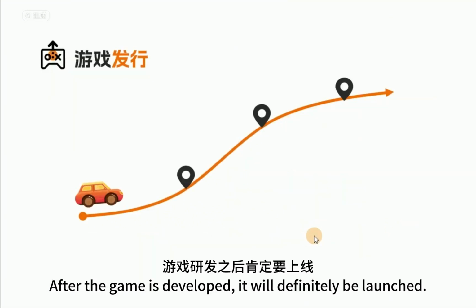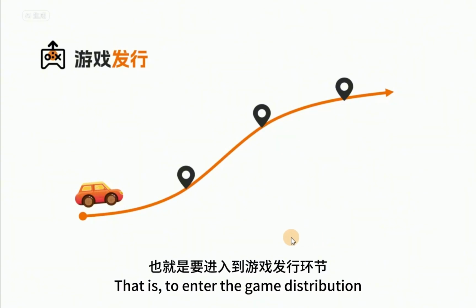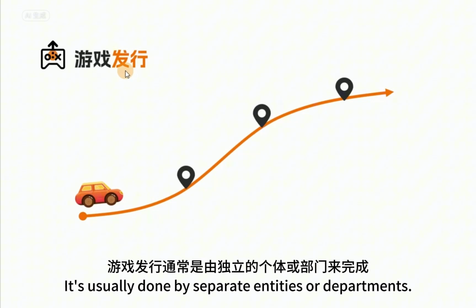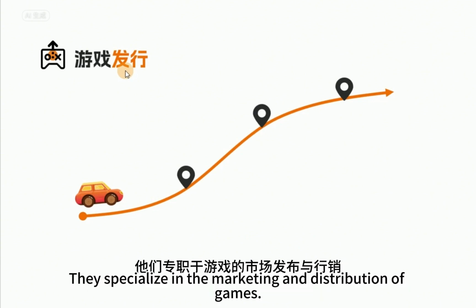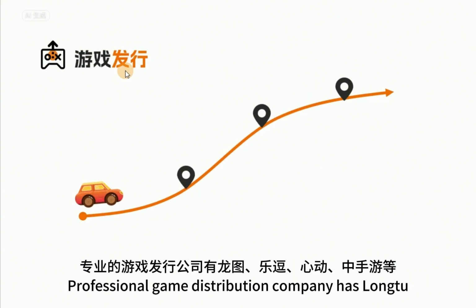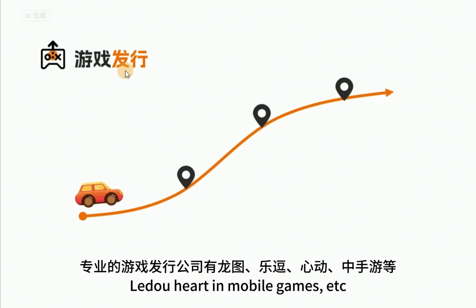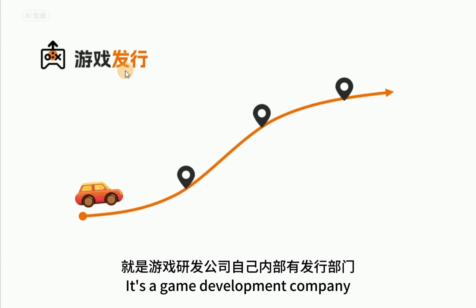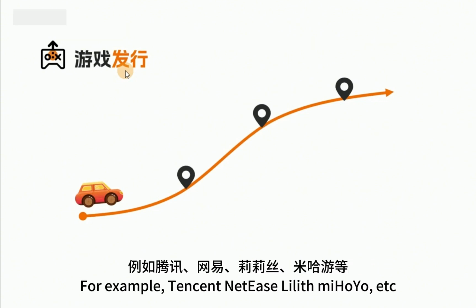After the game is developed, it will definitely be launched, that is, enter game distribution, game publishing. It's usually done by separate entities or departments. They specialize in the marketing and distribution of games. Professional game distribution companies have long been working in mobile games, etc. Of course, there are integrated companies, which are also game development companies, for example, Tencent, NetEase, Lilith, MiHoYo, etc.